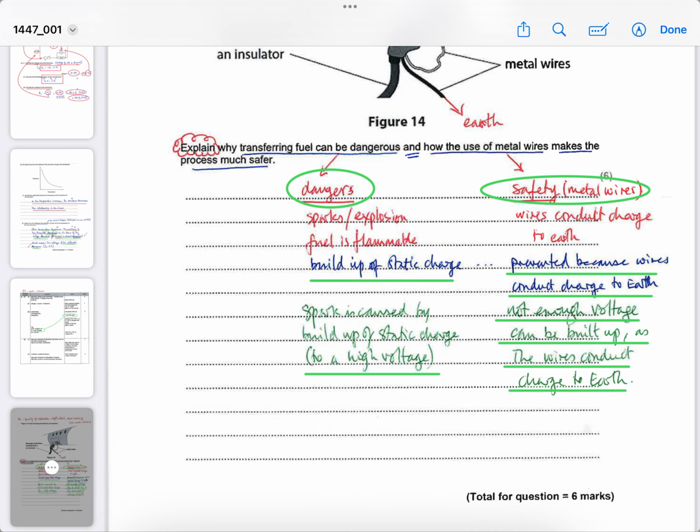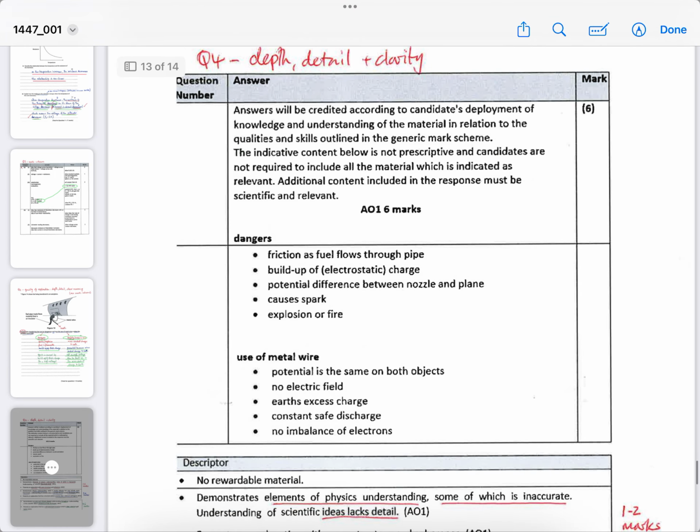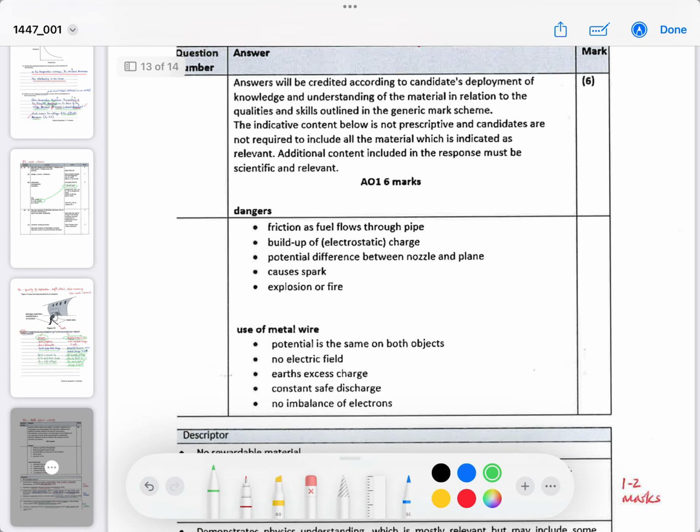So that's the depth and detail and clarity of your reasoning and how well you are explaining it. That will determine whether the examiner gives you 6 marks, 4 marks, 2 marks, or anything in between. Okay, so that's a 6-mark question, and here's the mark scheme. So the points that you need to make regarding the dangers are listed here.